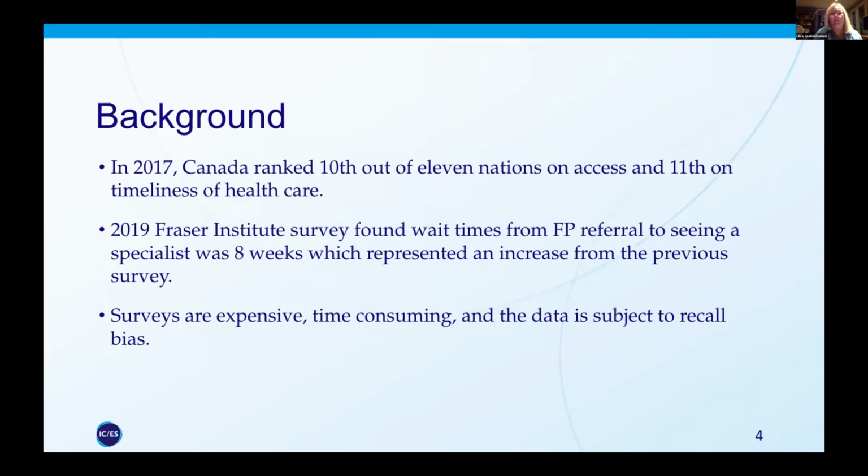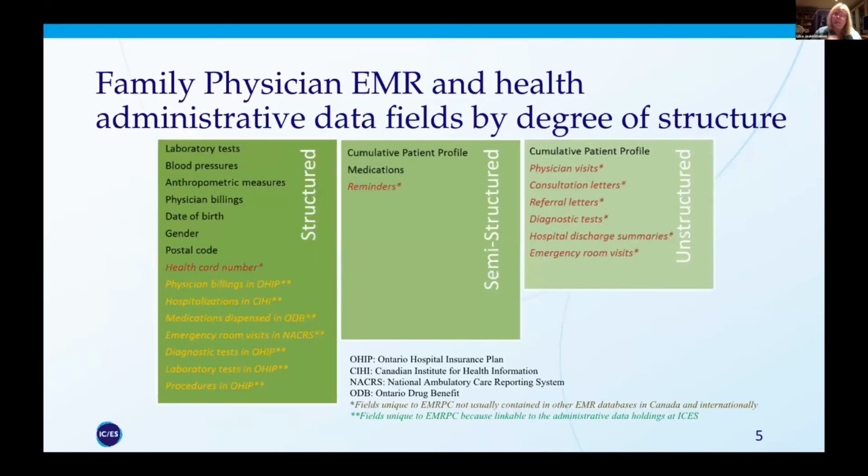Why we're interested in this is, unfortunately, in several Commonwealth surveys, Canada is ranked 10th out of 11 Commonwealth nations on access and 11th out of 11 nations for the timeliness of healthcare. In fact, the Fraser Institute survey in 2019 found the wait time from family physician referral to seeing a specialist was 8 weeks, which was an increase from their previous survey. And while surveys are very important and provide a lot of information, they're expensive, they're time consuming, and they are prone to some recall bias.